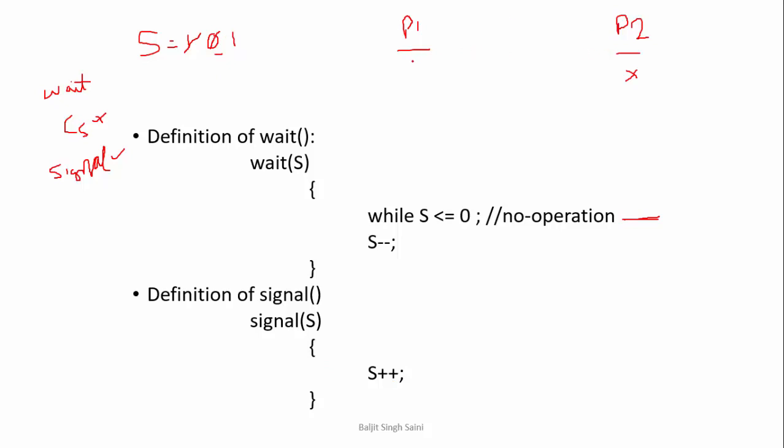Now once P1 is done with the signal part, P2 was stuck in this while loop. The moment s value becomes 1, this statement becomes false. It comes out of the while loop, decrements the value back to 0, is able to complete the wait part and enters into the critical section. So now P2 is able to enter the critical section. So we can see that in a similar manner it will not matter how many processes are there, only one of them will be able to enter the critical section while all others will have to wait.